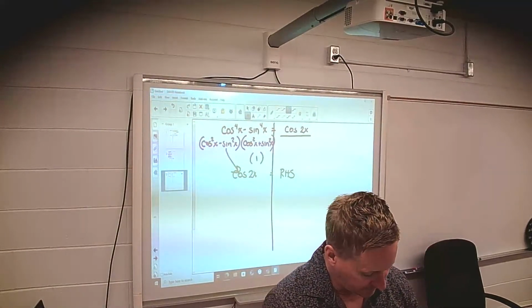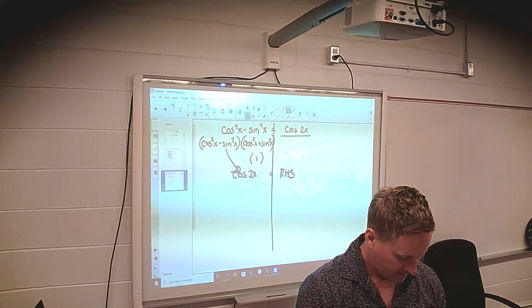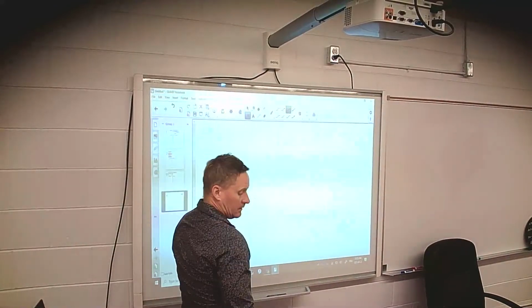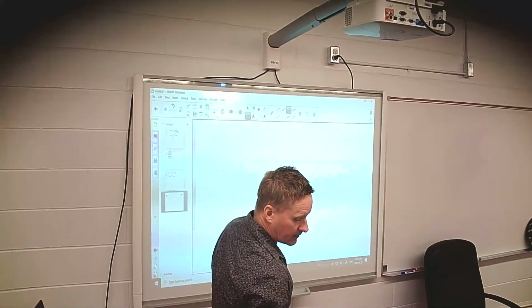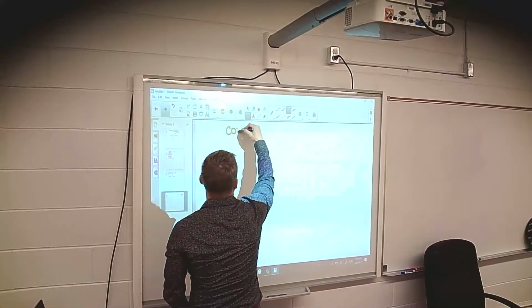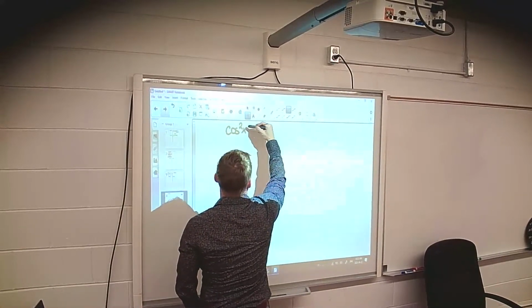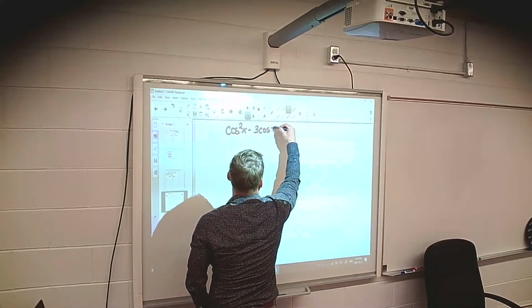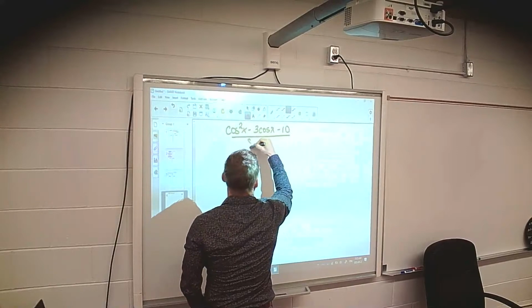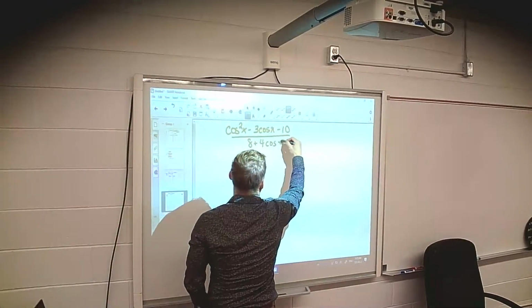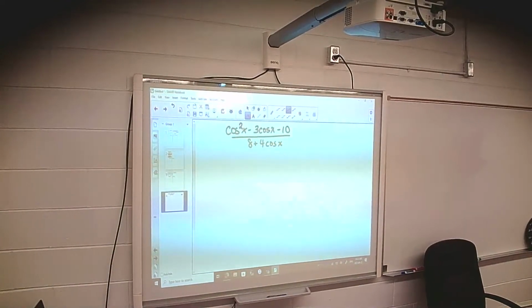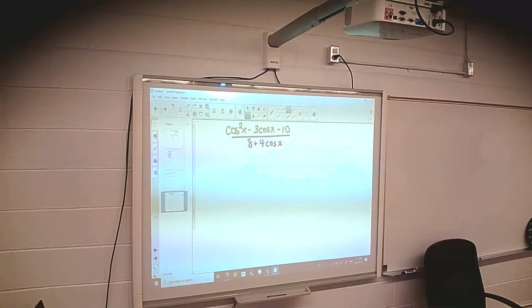You are also going to get a lot of factoring. Let's look at page 208, 1b. Cos squared x minus 3 cos x minus 10, over 8 plus 4 cos x. Okay, we're being asked to simplify this. Now I have a trinomial on top with a squared value. So what am I going to do here?